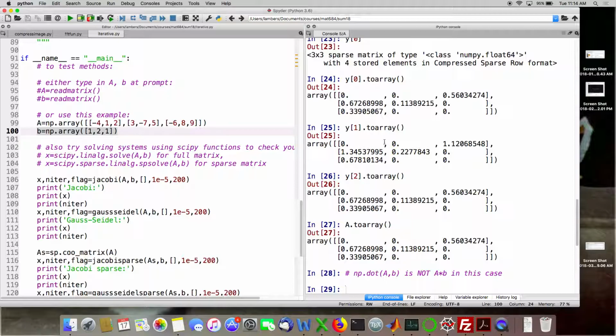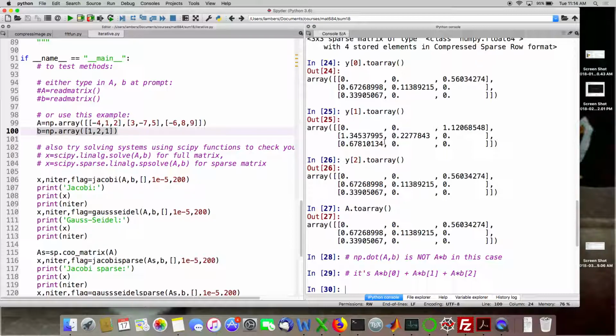So what it's doing is A times the first element of B plus A times the second element of B plus A times the third element of B. So it kind of is a dot product in that sense, where it's taking A as a single entity and dot producting it with B and adding them together. But not really what we had in mind.